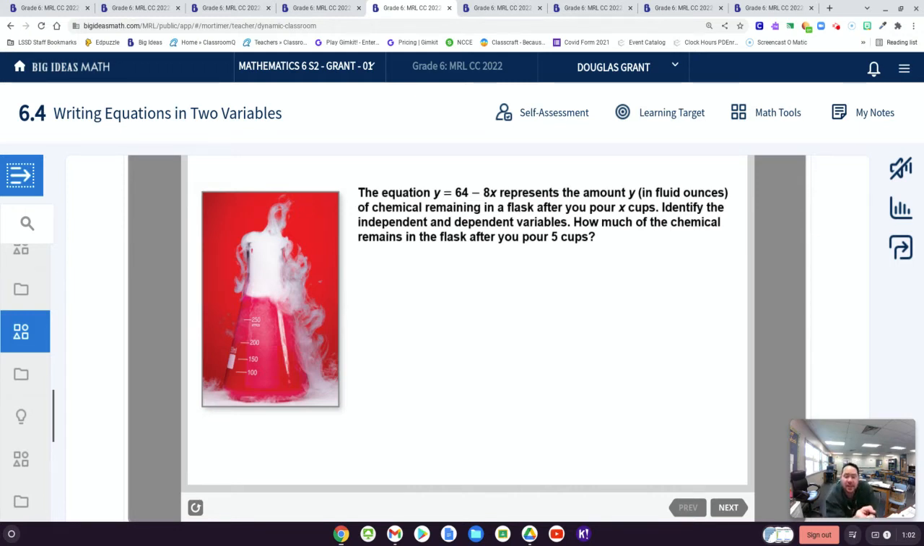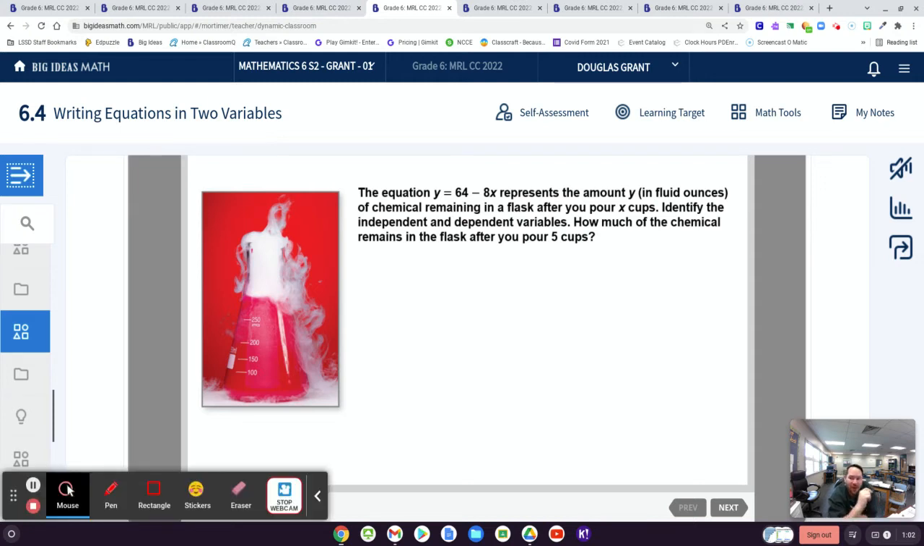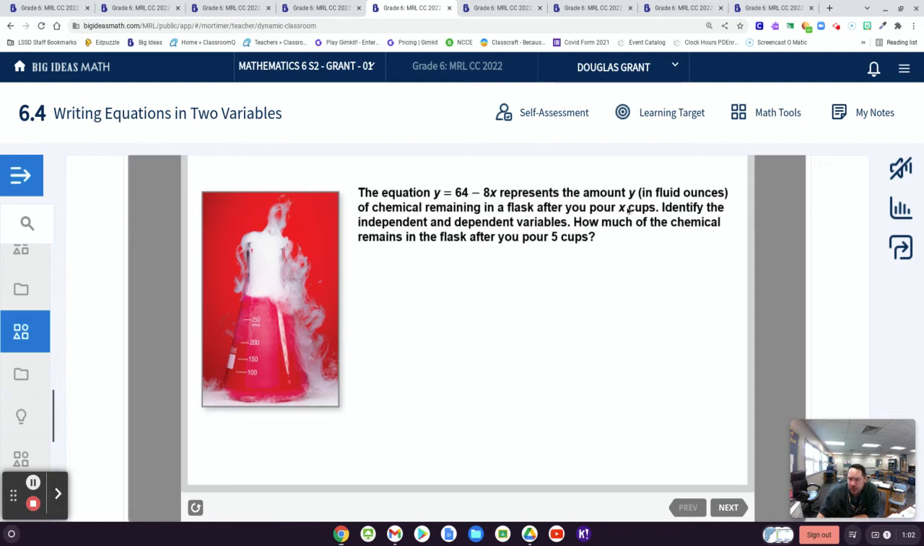There it goes. All right, the equation y equals 64 minus 8x represents the amount y, in fluid ounces, of chemical remaining in a flask after you pour x cups. What is the independent variable? The independent variable, your x value, is the number of cups. And the dependent variable is the fluid ounces, the amount of chemical remaining.